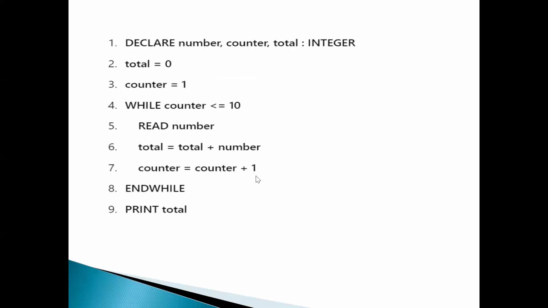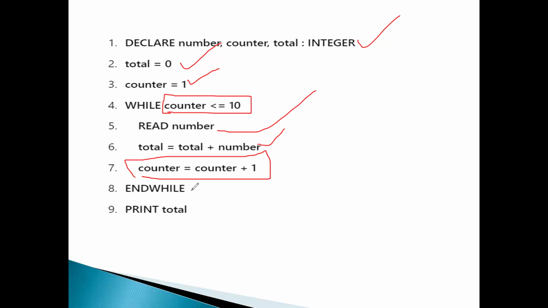Now see this one. This line is the same. Only line numbers 3 and 4 are changed. Counter equal to 1, while counter less than or equal to 10. You will write this in the while loop condition. This line is the same. Here it is changed, for the updation of the loop. In a for loop, you write next counter. Here you will write counter equal to counter plus 1. And then print it. The same.